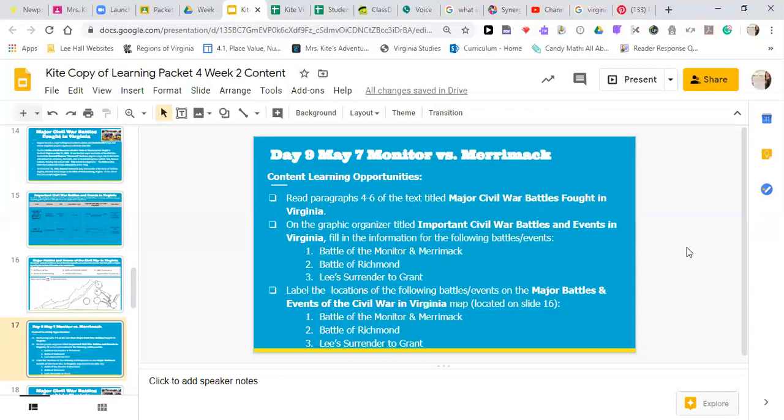We're going to label the locations of the following battles and events on the major battles and events of the Civil War in Virginia map, and we're going to do that together. The Battle of the Monitor and Merrimack, the Battle of Richmond, and where Lee surrendered to Grant.